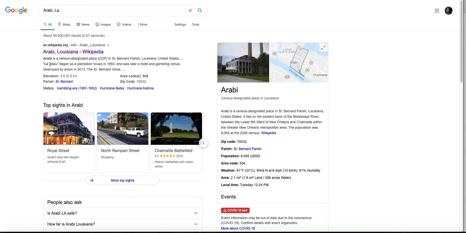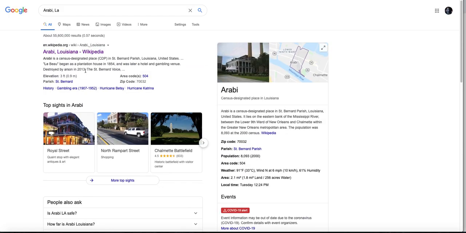United States, you see what it's saying. Okay. Began as a plantation house in 1854. Okay, so they began in 1854. Then I'm thinking 1860. Okay, all right. And was later a hotel and gambling venue, destroyed by arson in 2013.